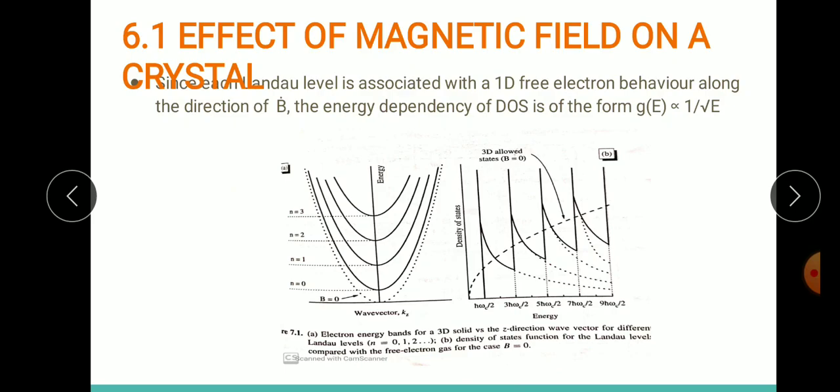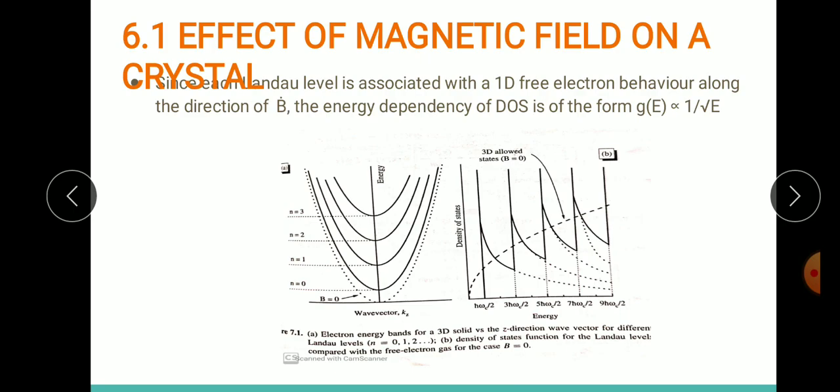Similarly, the DOS function of a 3D structure. If we are not applying any magnetic field, we are familiar that for a 3-dimensional nanostructure, the DOS function follows this curve, this dotted line. But on the action of the magnetic field, the density of states changes due to the collapse of the energy bands. So this is the effect the magnetic field has on a crystal.